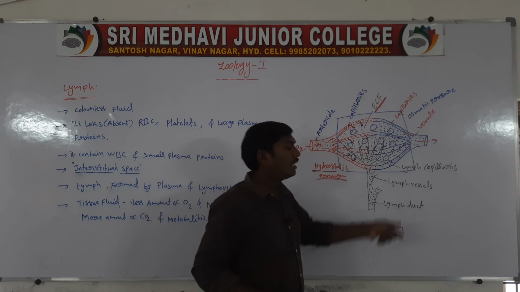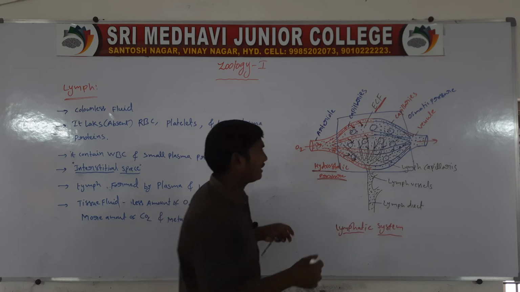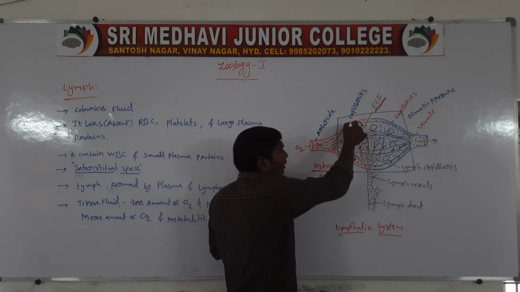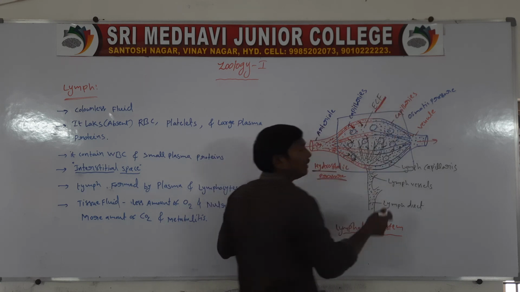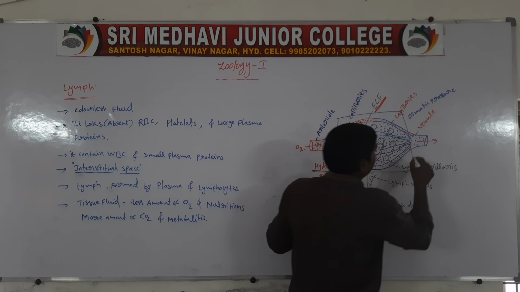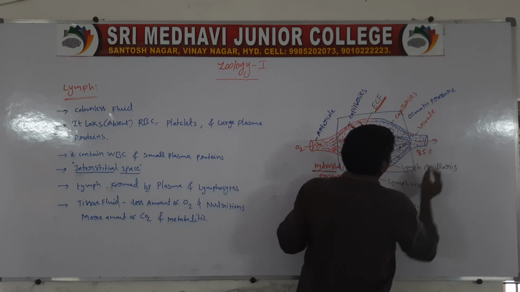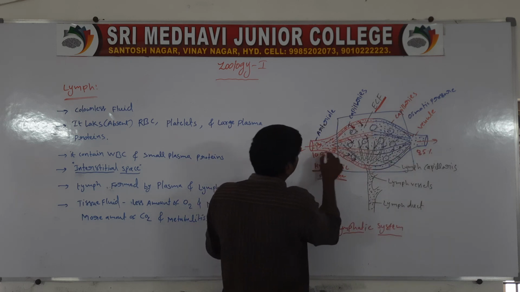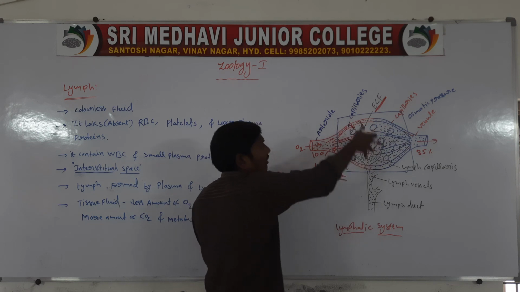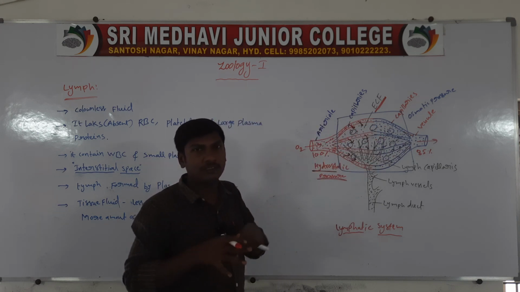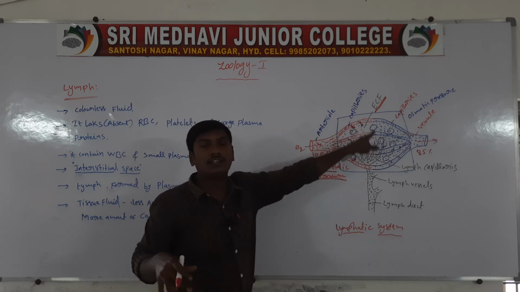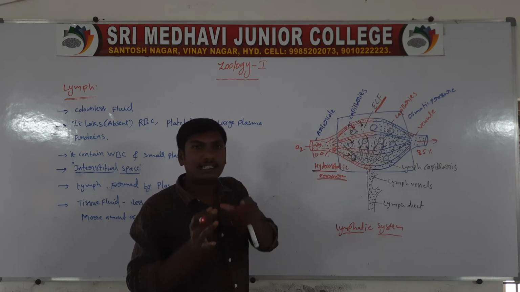Next one, the larger amount, about 85%, of the flowing fluid is called the extracellular fluid. That extracellular fluid, the 85%, comes from the 100% that filters from the tissue fluid space, the tissue fluids. So that fluid is called the extracellular fluid.